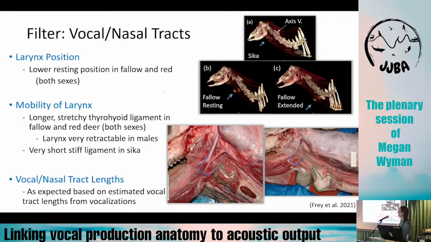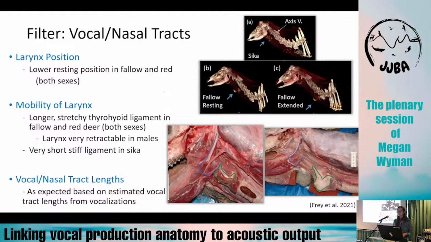And then when they vocalize, they can extend it way down. They have muscles that pull it down towards the chest. And so here it is right here at sort of maximum extension. And so the mobility of the larynx is different between the sexes. Here's a dissection where we have in green the larynx and then the hyoid bone in blue. And the connection between it here, there's a ligament that you can stretch.